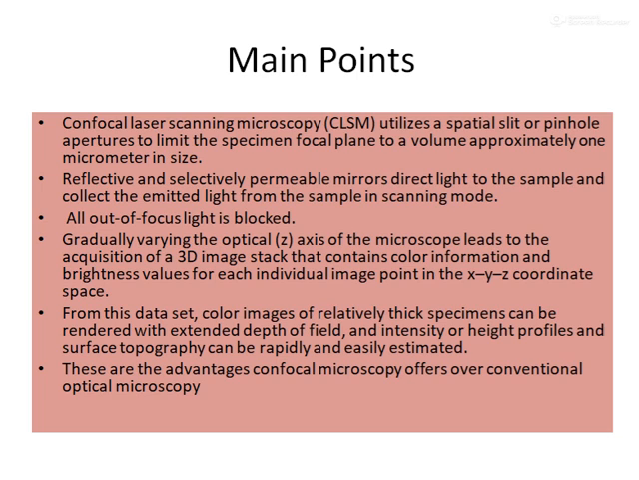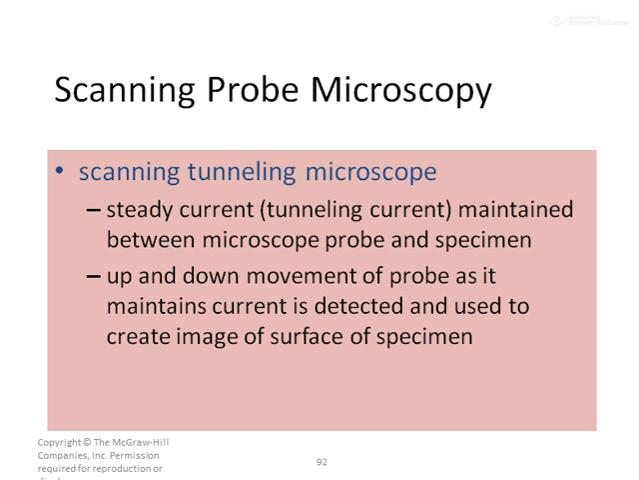So I guess it is clear to you. And let me just talk about two more things: the scanning probe microscopy, or the scanning tunneling microscope, where a steady current is maintained between the microscope probe and the specimen, and the up and down movement of the probe as it maintains the current is detected, and it is used to create an image of the surface of the specimen.